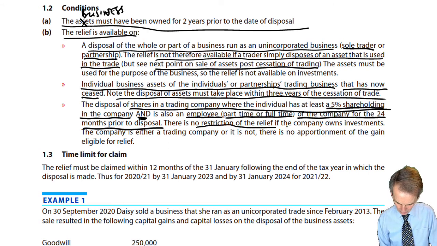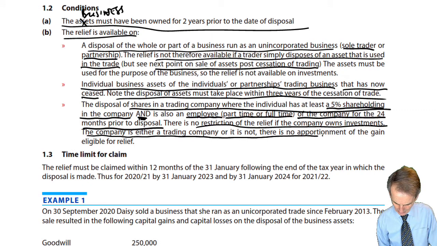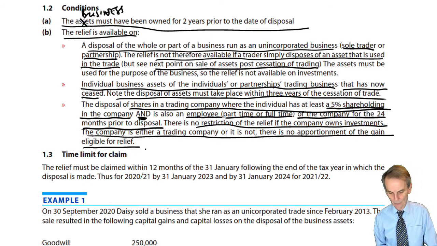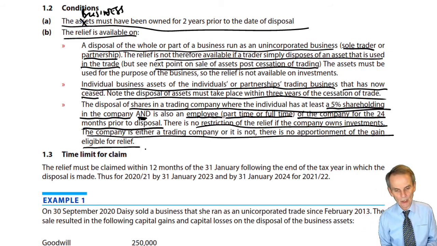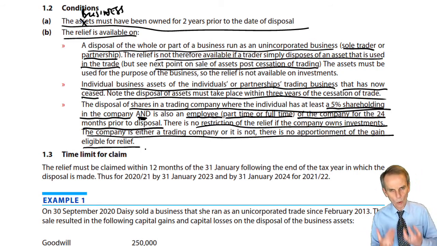There's no restriction of the relief if the company owns investments. The company is either a trading company or is not. There is no apportionment of the gain eligible for relief. When we look at certain reliefs, it's all about qualifying business assets.